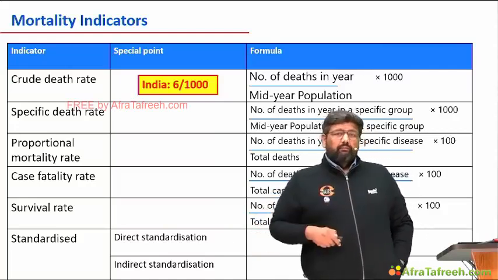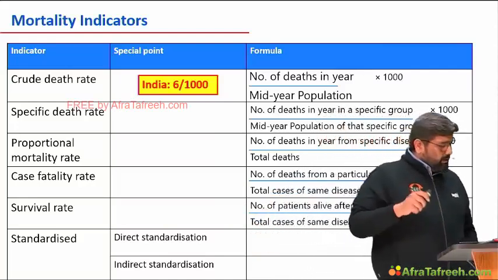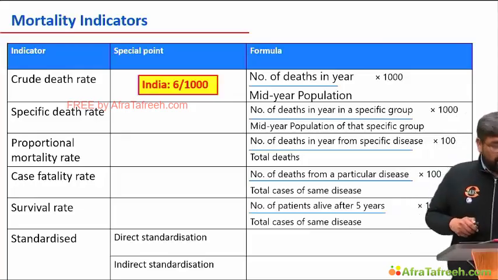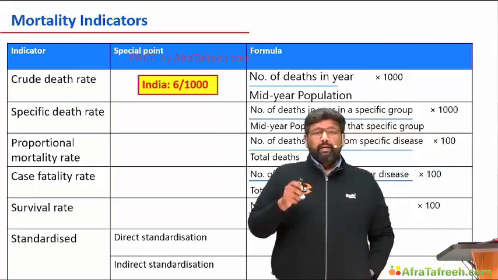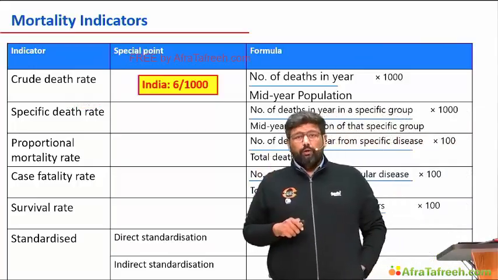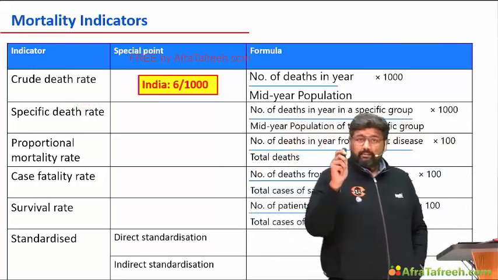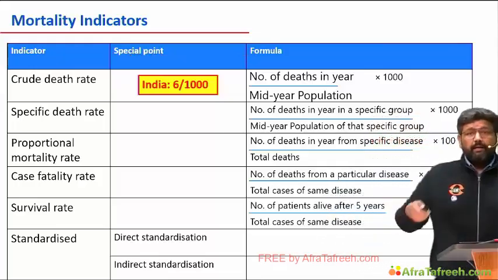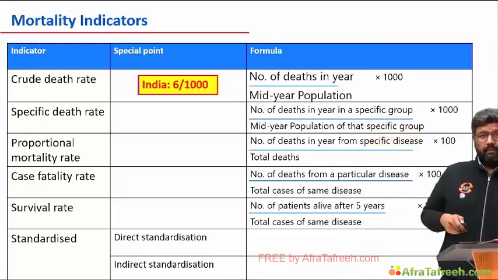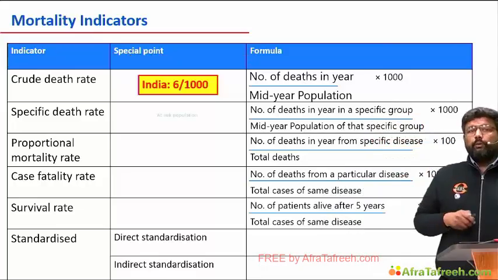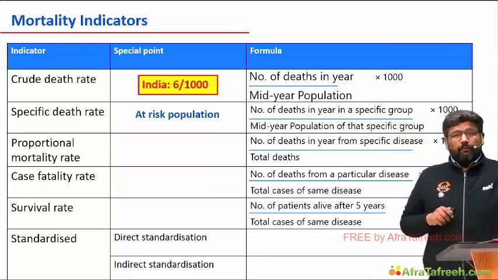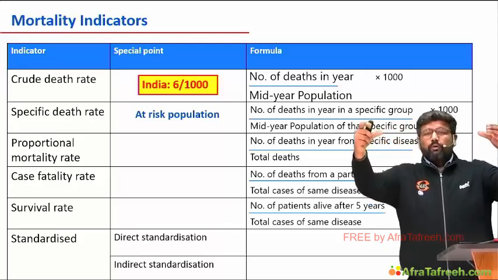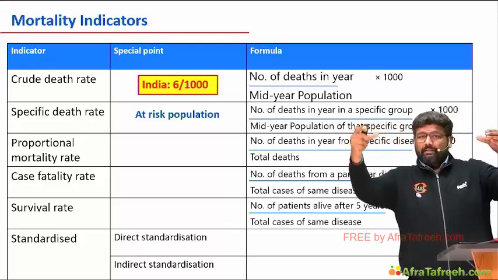So then comes specific death rate. What is specific death rate? It is number of deaths in a specific group divided by mid-year population in that specific group. This is going to tell me the at-risk population. Suppose a group of males, a group of females, more deaths in females. I can know that females are at more risk.